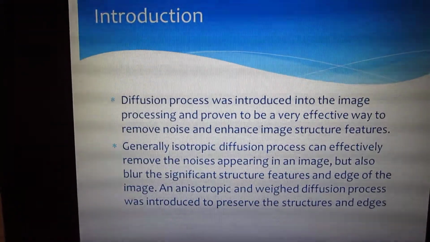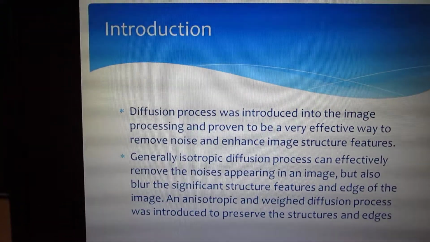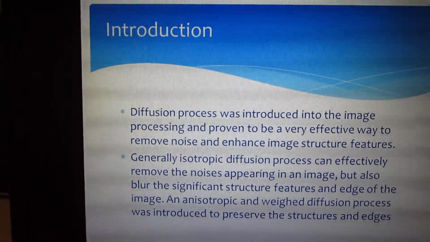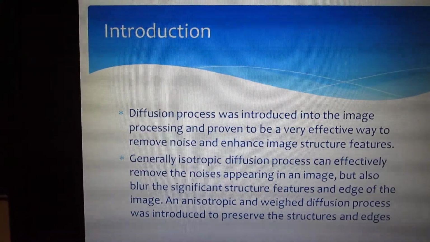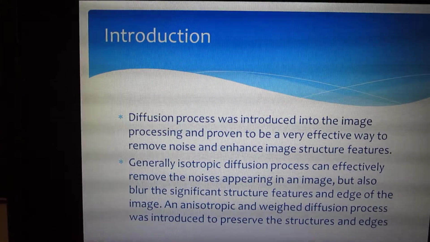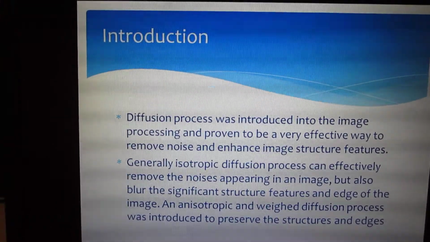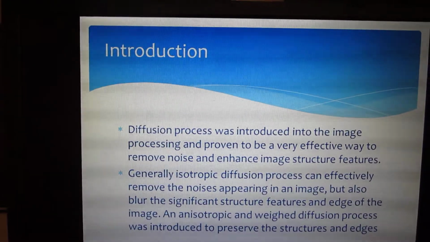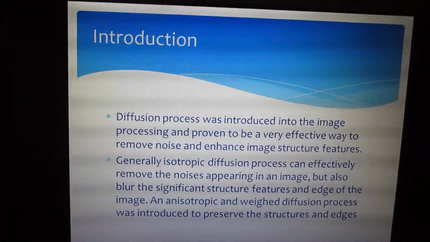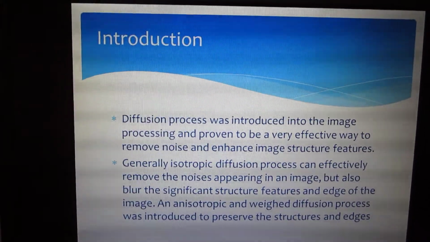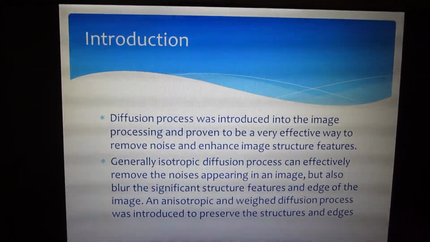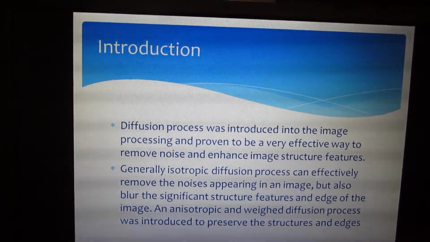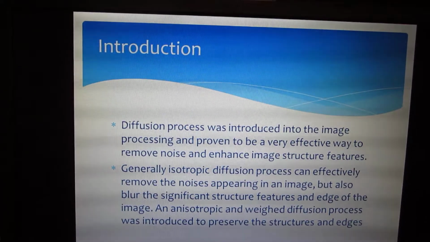We all know the diffusion process was first used to describe heat conduction phenomena. It's a physical process which reduces the differences appearing in a system to make the system reach equilibrium. Then the diffusion process was introduced into image processing and proven to be a very effective way to remove noise and enhance image structural features.